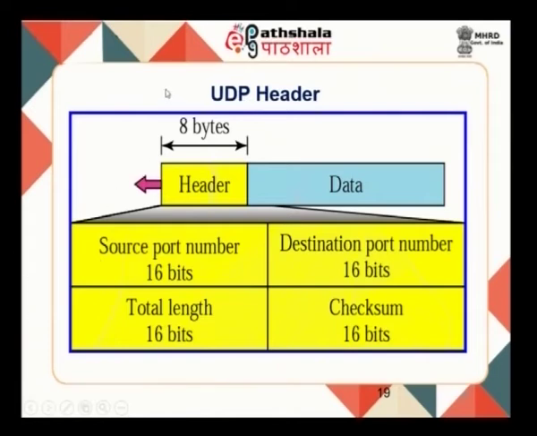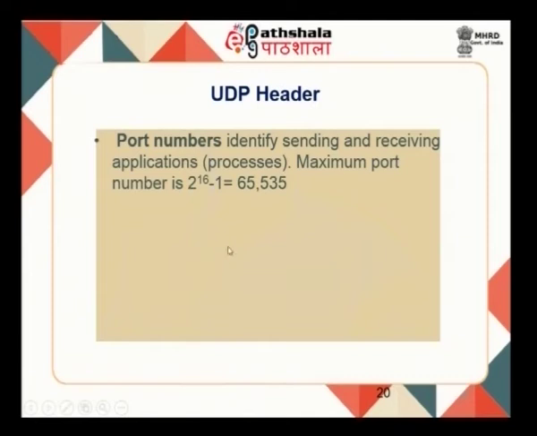So, when an application is using UDP and passes data to the UDP protocol, all that the UDP protocol will do is add this header to the data and send it off to the IP layer. As we saw, the port numbers are 16 bits, therefore the port numbers can range from 0 to 2 to the power of 16 minus 1. So, the maximum port number that you could have is 65,535.